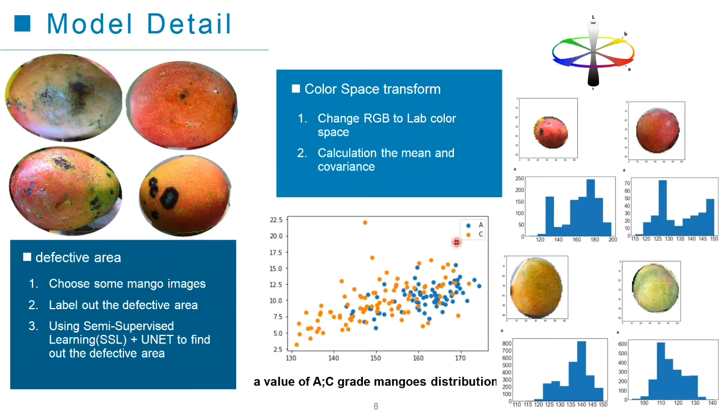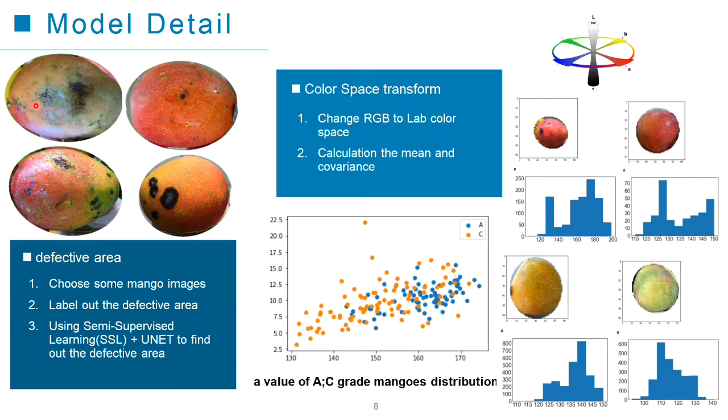Hi, 我是郭子豪. Let me talk about defective area. First, we use LabelMe to label the Mango defective area and put the data into SSL and the UNet model for detecting the Mango defective area. The result is like this.